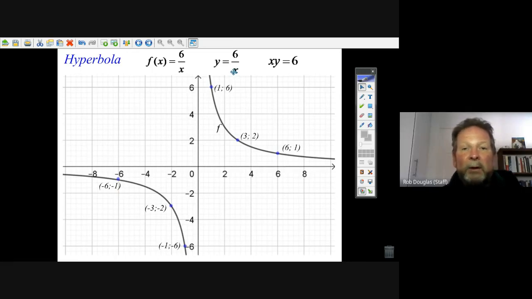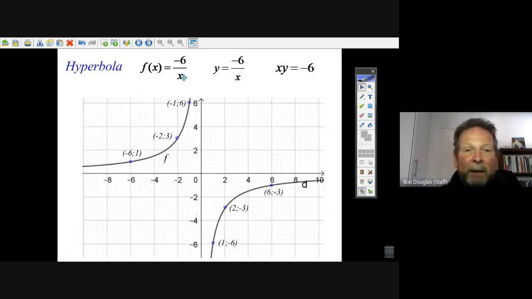Guess what happens when you make this a negative number? Well, the branches are almost the same shape, but they change. This is how they change. If I made a -6 over x, and I put in x is -6, -6 divided by -6 would give me +1. And if I put in -2, I get +3. So I'm putting in negatives, but I'm getting positive numbers. It creates a branch over here in the left.